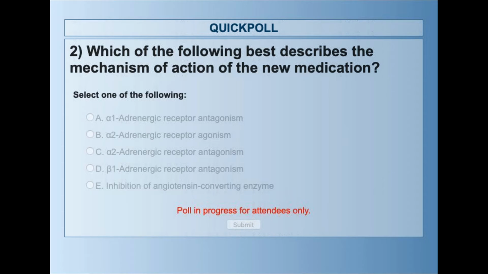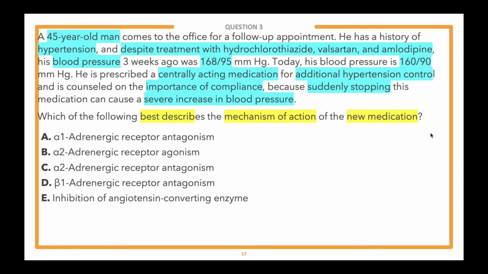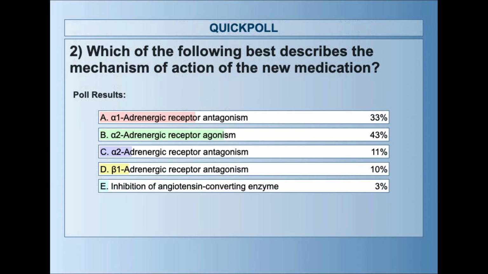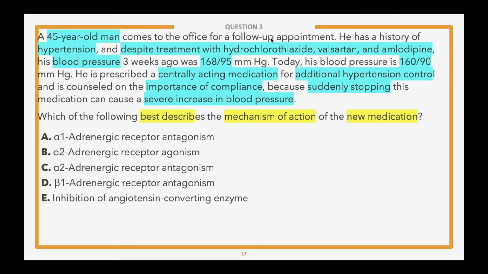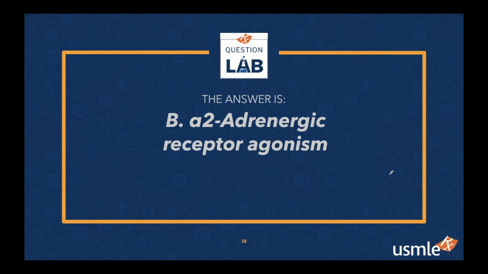All right. Let's take a look and see what you selected. Once again, there seems to be a clear favorite. 43% of you selected alpha-2 adrenergic receptor agonism, and 33% of you selected alpha-1 adrenergic receptor antagonism. So let's take a look and see what the correct answer is. And the correct answer is B, alpha-2 adrenergic receptor agonism. And with that, I'll hand it off to Paros.